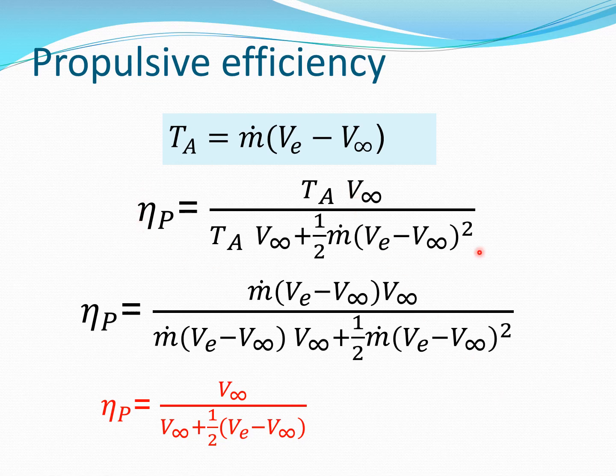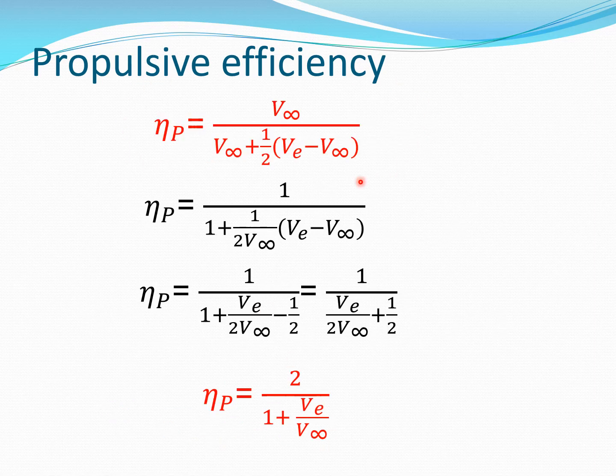So to simplify this expression, we use the fact that TA is m dot VE minus V infinity, and we immediately substitute that into the expression for eta P. So we get this expression here. Now I can cancel various terms. I can cancel all the m dots here. I can cancel one of the VE minus V infinities here. So this m dot VE minus V infinity would go. This m dot VE minus V infinity would go, and here I would simply be left with half VE minus V infinity. So the square would go here. So this simpler expression is now obtained. Let's simplify this further.